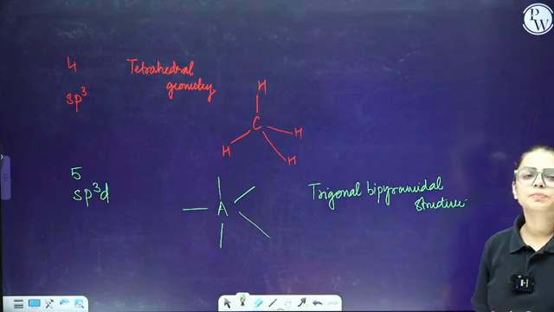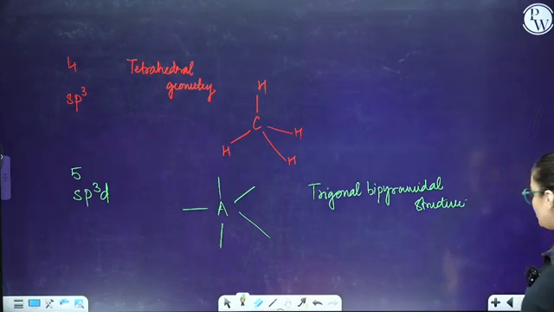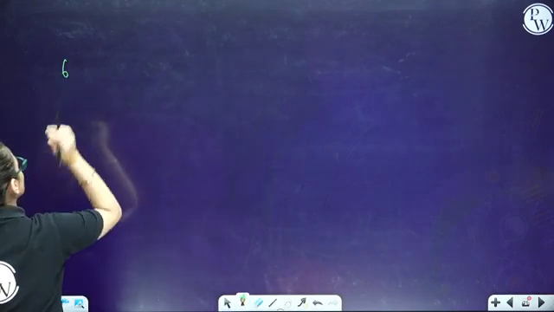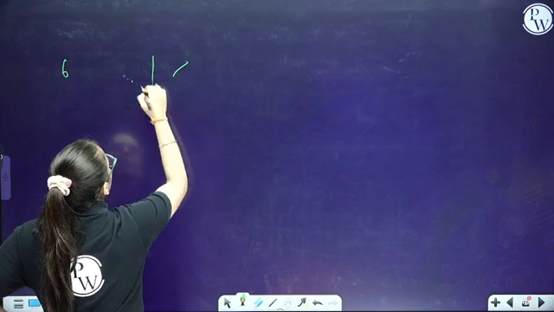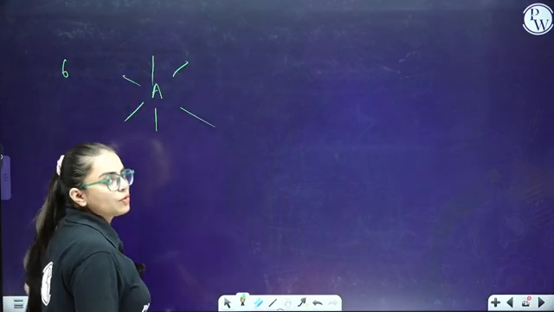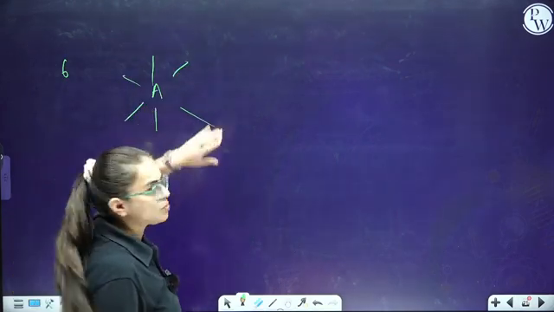Trigonal bipyramidal structure. Clear everyone? Let's take one more case where we have 6 orbitals. Now in the case of 6, let us take an atom A. This is the case of 6 atomic orbitals, 6 bonds it is forming.